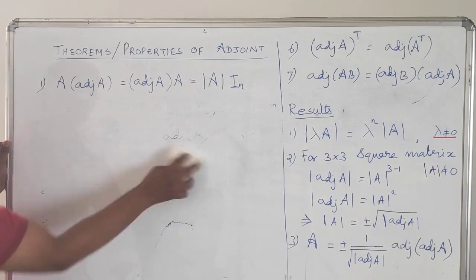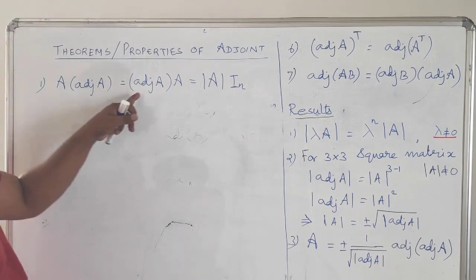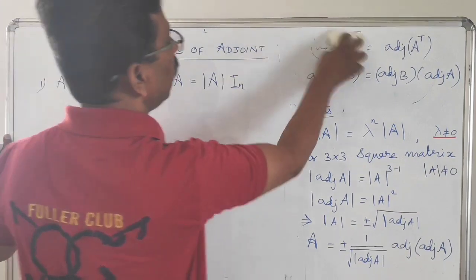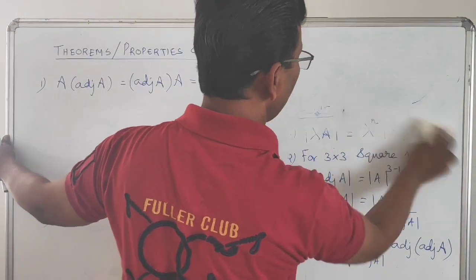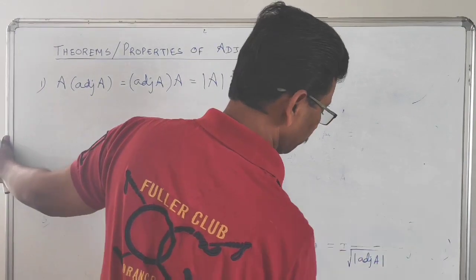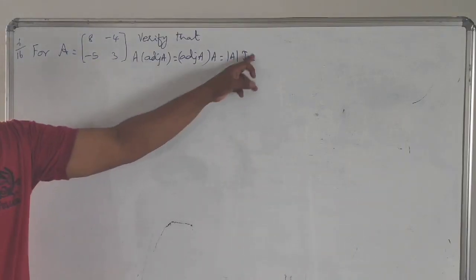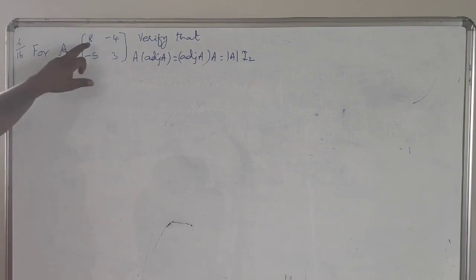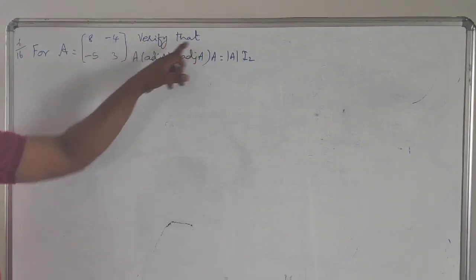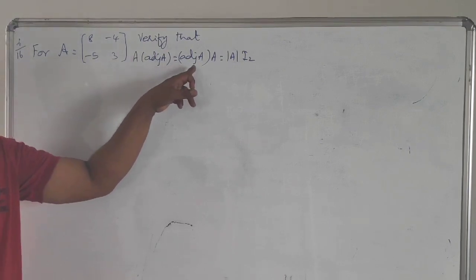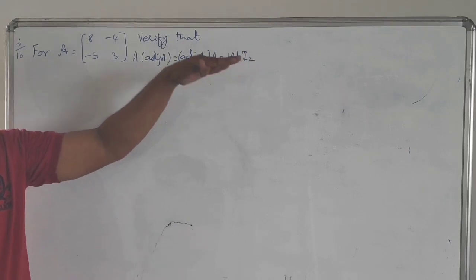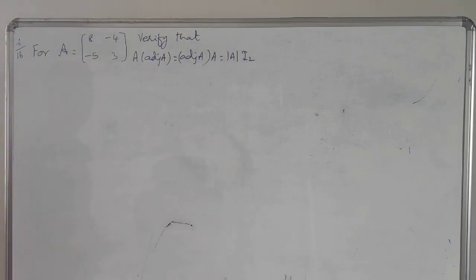Now, the first property is A into adjoint A equal to adjoint A into A, equal to determinant A into In. Now let us verify this property with the help of an example. Let us verify this property with this problem. This is the sixth problem on page number 16 of the first chapter. For this matrix A, 8 minus 4 minus 5, 3, verify that A into adjoint A equal to adjoint A into A is equal to determinant A into I2. Now what is this I2? I2 is an identity matrix of order 2. Now let us verify this one.